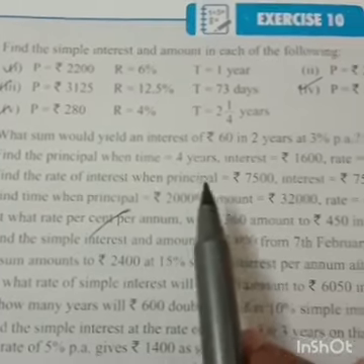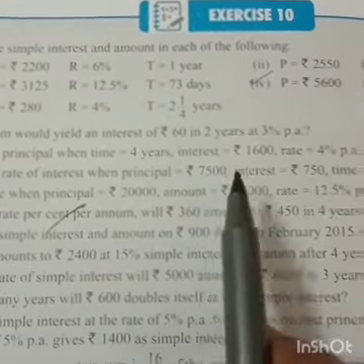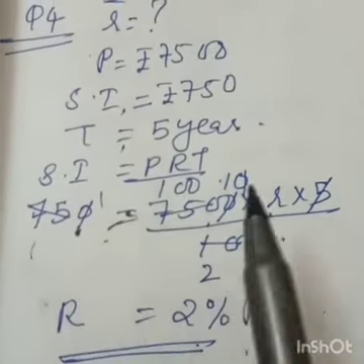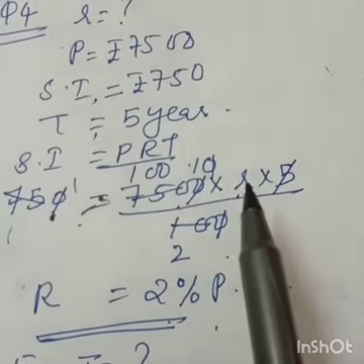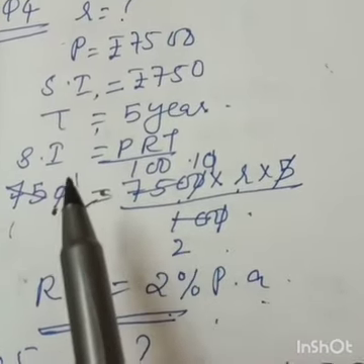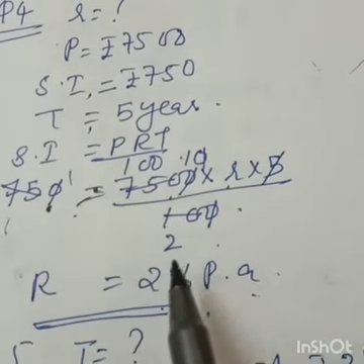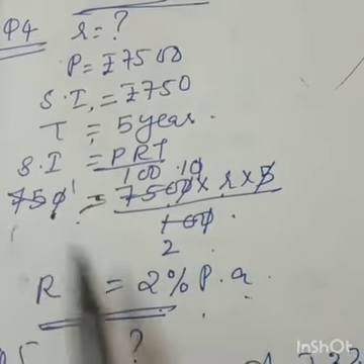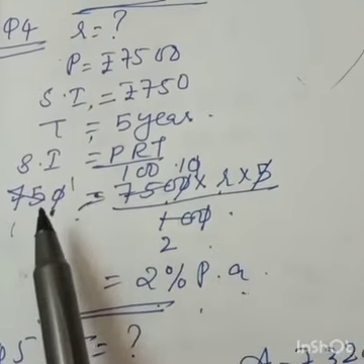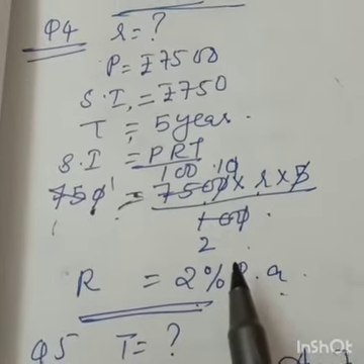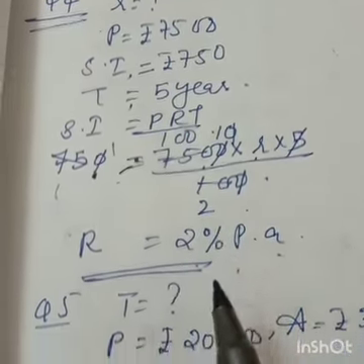Question number 4. Also same type of question. Find the rate. Principal, interest and time are given. You have to put it in the formula. Cut out. You will get rate divided by 2 equal to 1. Here the right hand dividing number will be multiplied. Cross multiplication of 1 and 2. Rate equal to 2% per annum. Clear, children?